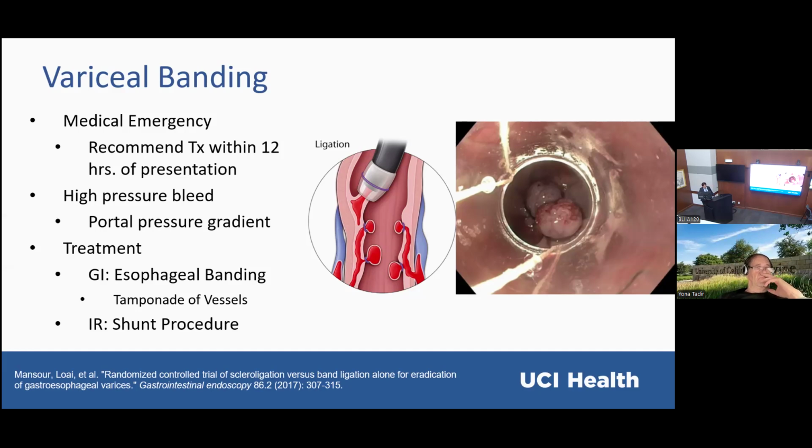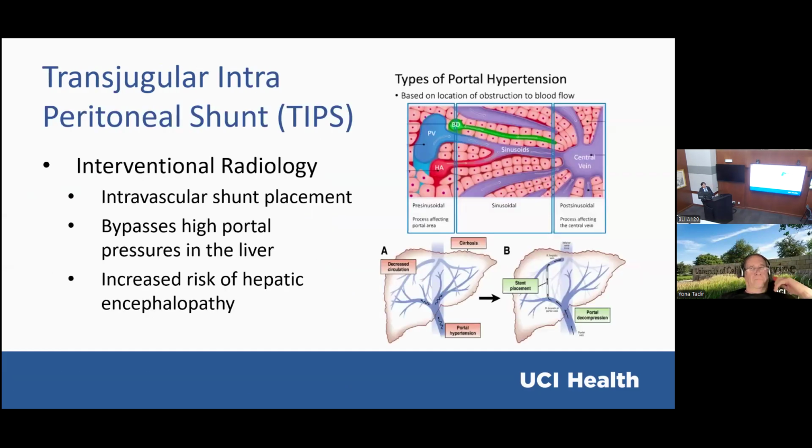If we can't localize the bleed, then we have to turn to our interventional radiology colleagues. They actually do a shunt procedure where they bypass this high gradient flow in these sinusoids on the top.